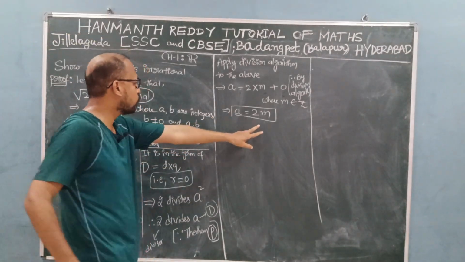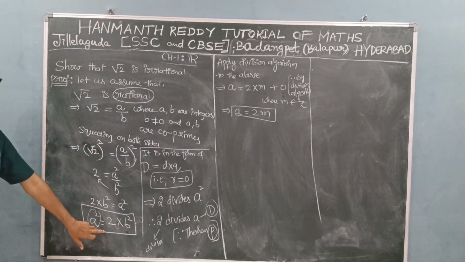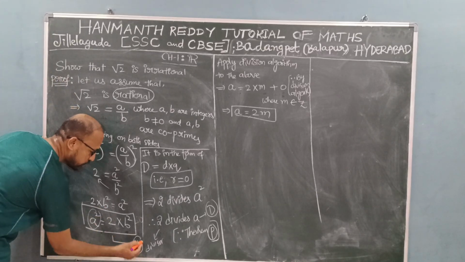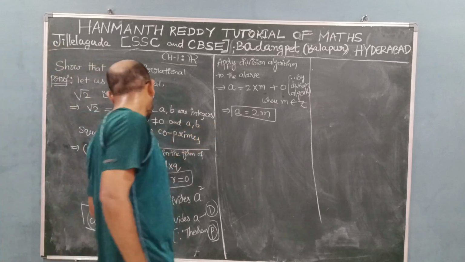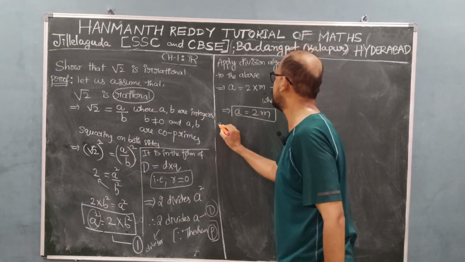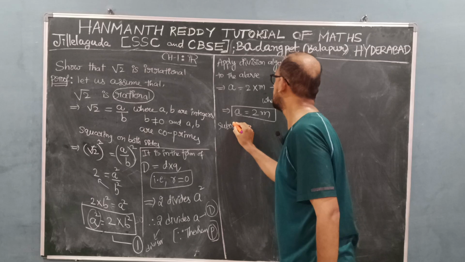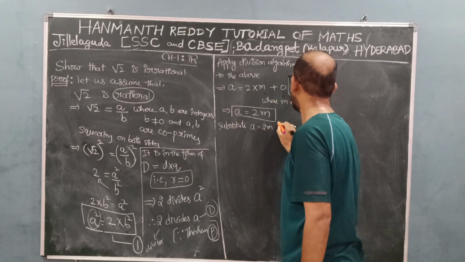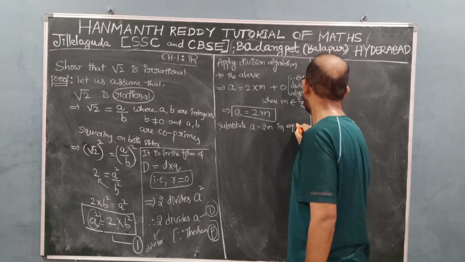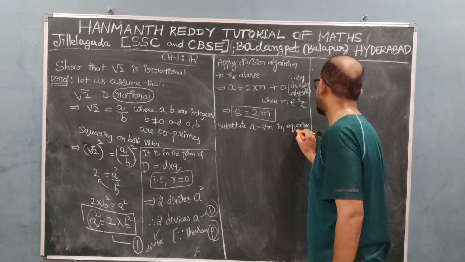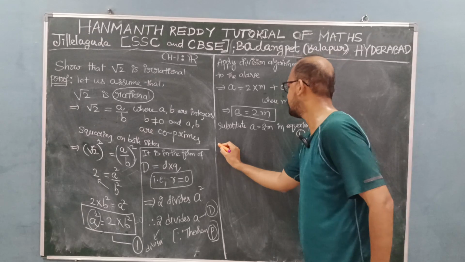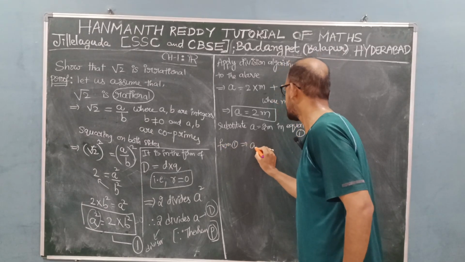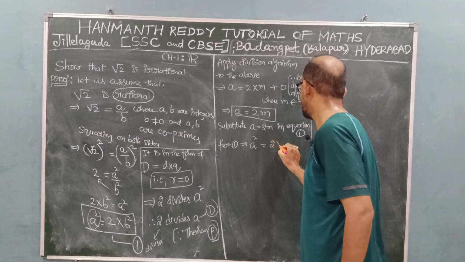Now substitute a equal to 2m in a square equal to 2 into b square. Let us take this as condition number 1. Now substitute the a value in condition number 1, that is a equal to 2m in equation number 1. Now that implies, from condition number 1, a square is equal to 2 into b square.